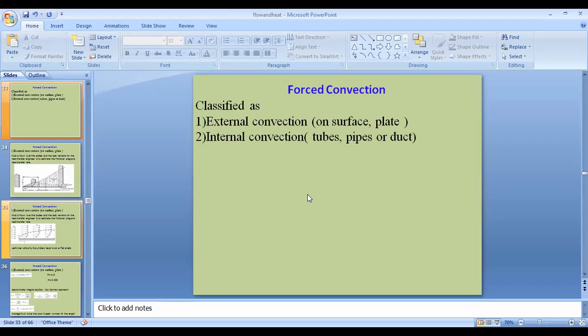Now we are in forced convection. Forced convection is of two types. It is external flow, like over a surface, or a plate, or an aeroplane. It is external convection. And internal convection means what? Flow through a tube, pipe, or duct.